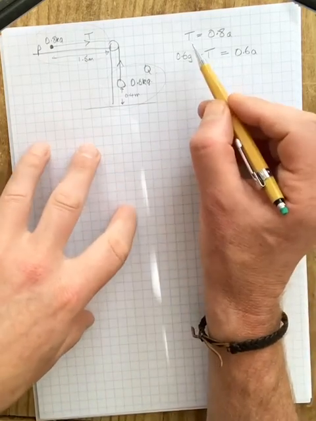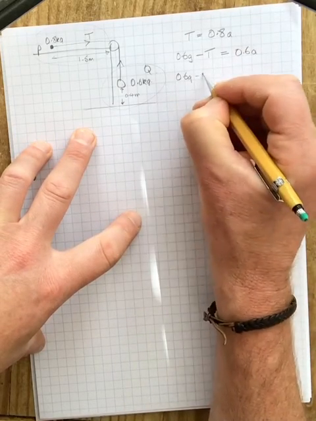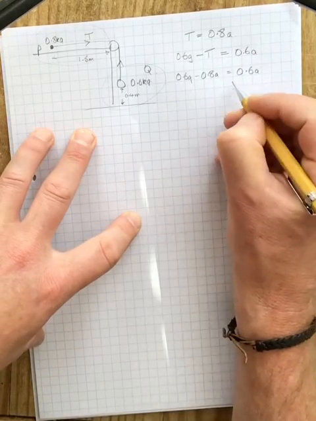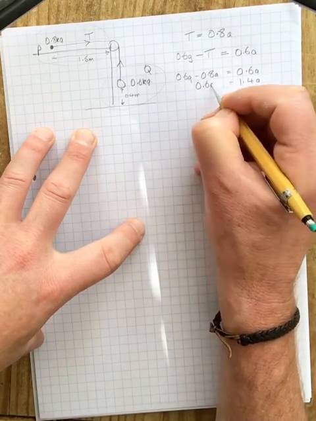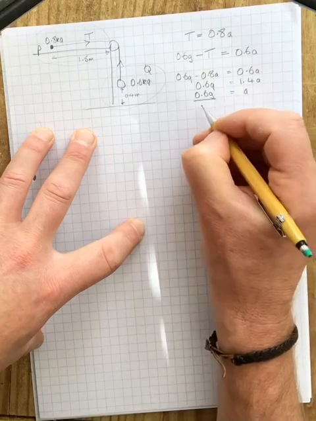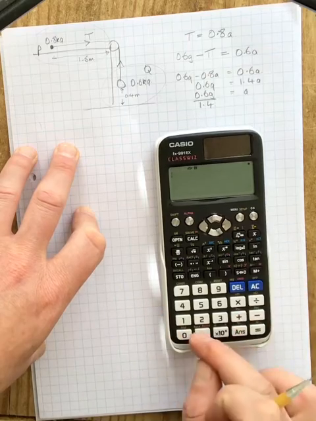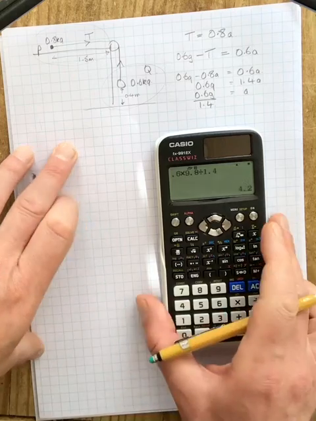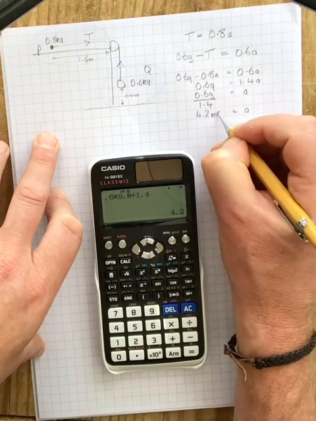I'm going to solve these by substituting this into here. So 0.6g take away 0.8A equals 0.6A. Move that across, so I've got 1.4A equals 0.6g, and A is therefore 0.6g divided by 1.4. 0.6 times 9.8 divided by 1.4 is 4.2, and that's exactly what they were looking for: 4.2 meters per second squared.